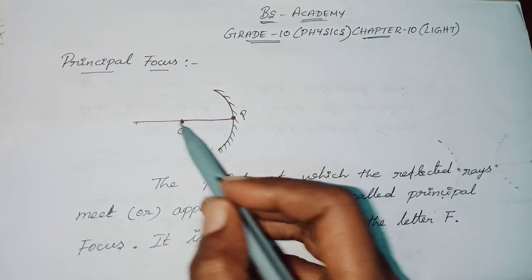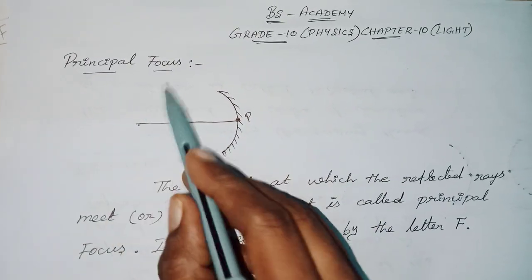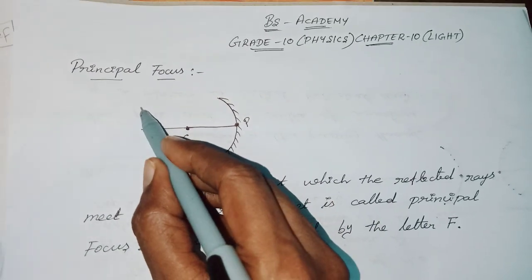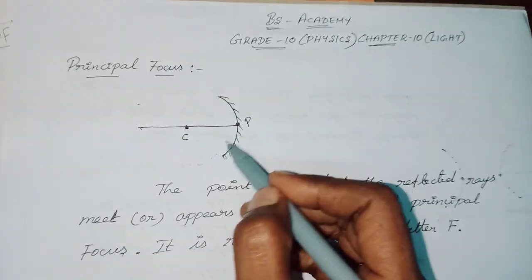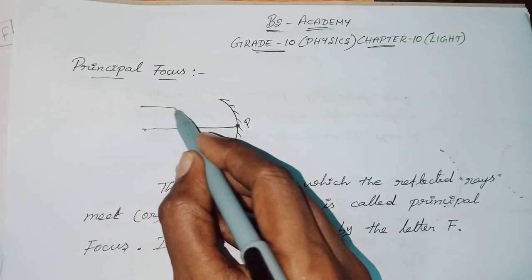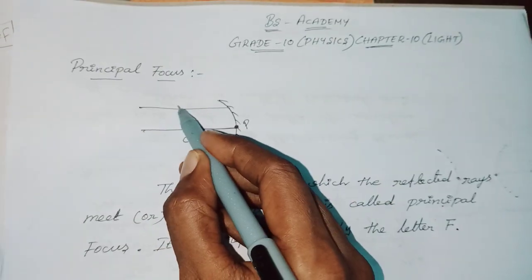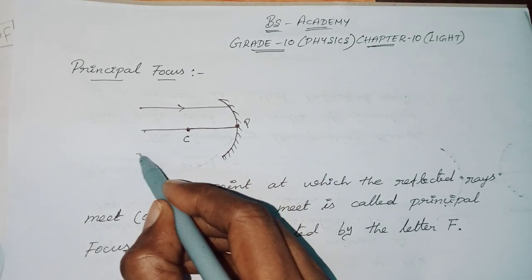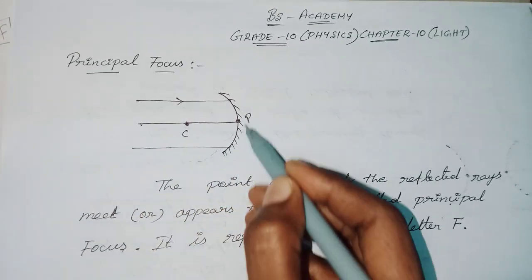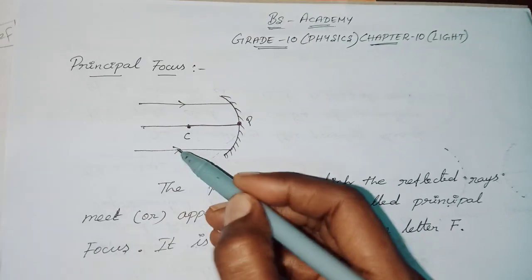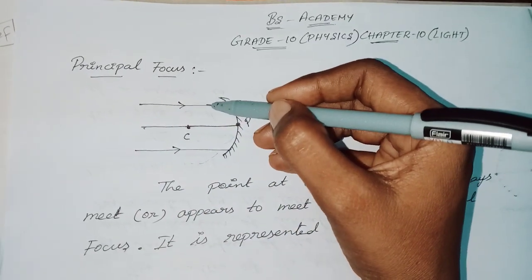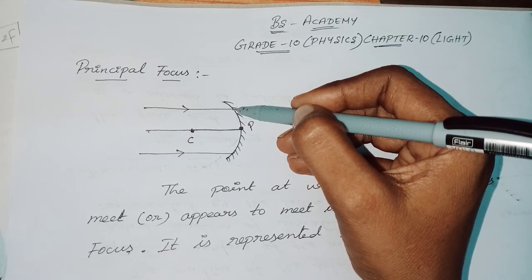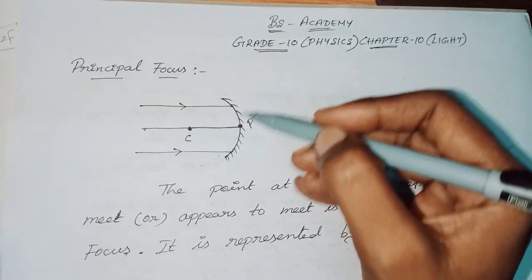Now to understand the principal focus, imagine that some parallel rays are falling on this concave mirror. So these are the parallel rays, light rays. Consider two parallel rays which are incident on the concave mirror. This is the incident ray which is falling on the concave mirror. So we will see what happens.